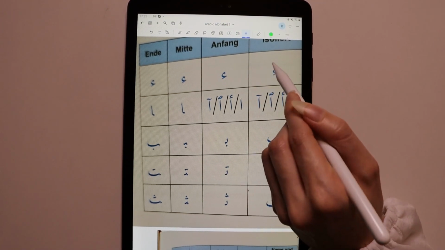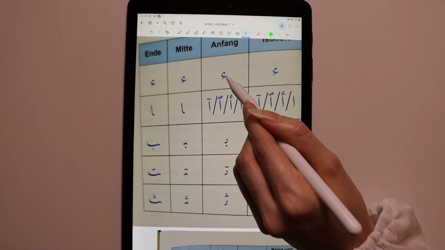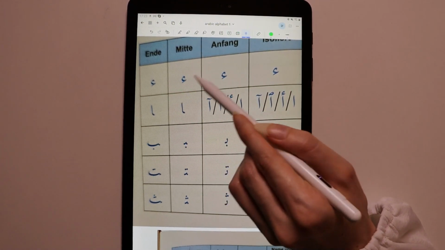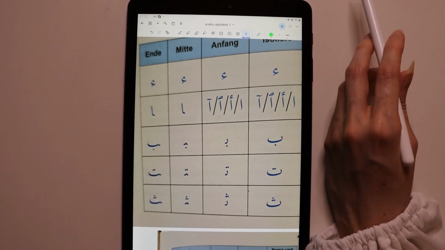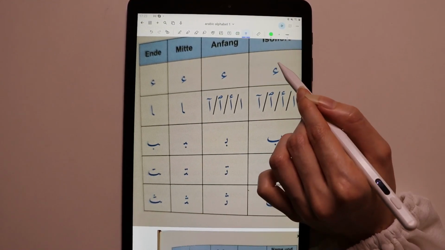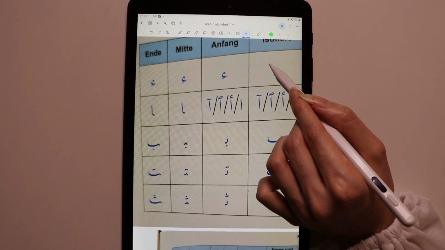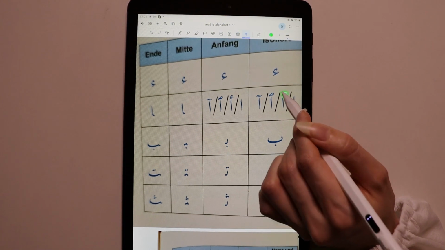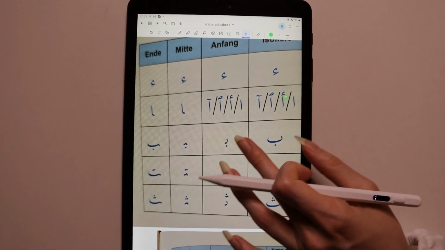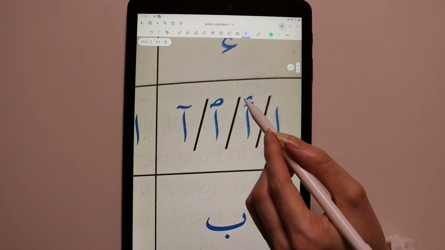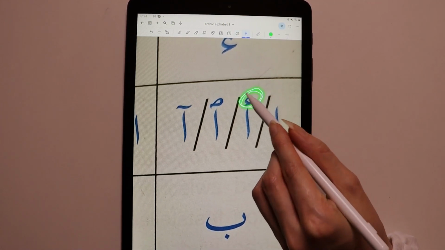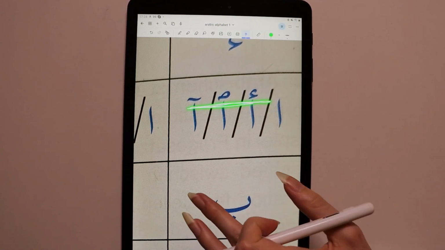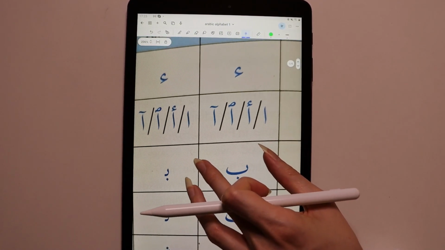And yeah, this is Hamza, and this is the isolated form, this is the beginning or initial form, the middle form and the end form. And it's always the same, because I don't even know if it's a real letter, and it really rarely stands alone in a word. Most of the time it stands on top of the alif, just like over here. Quite often it stands on top of the alif. And there are also some other signs that can stand on top of the alif, but I'm not going to talk about this today.